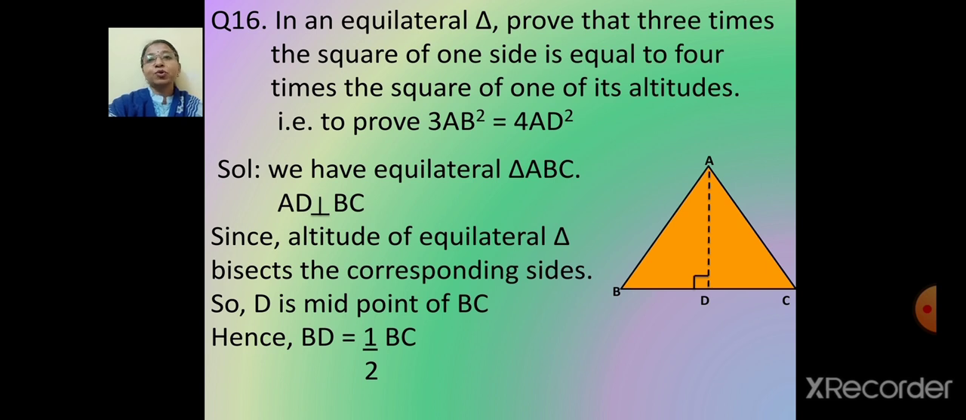Again same property will be used, since altitude of equilateral triangle bisects the corresponding sides. That means D is midpoint of BC. D divides the segment BC in 2 equal parts. Therefore, this one part BD is exactly half of BC. Okay, so you remember this, BD is half of BC.